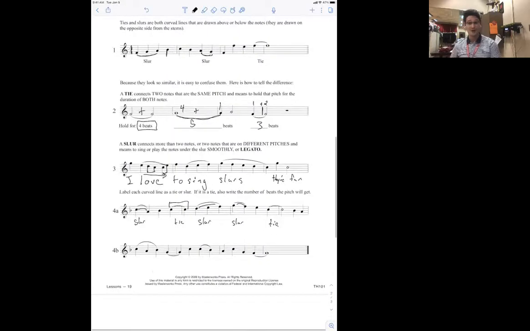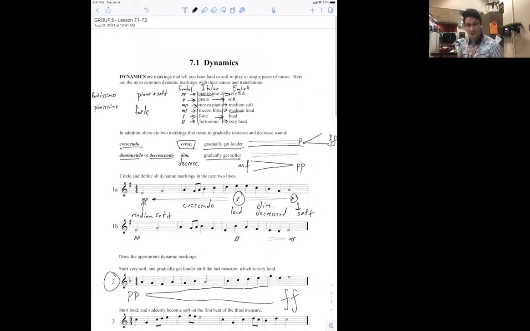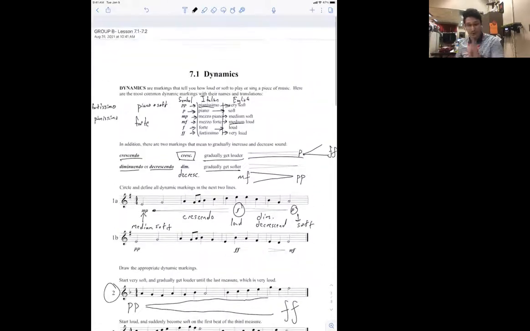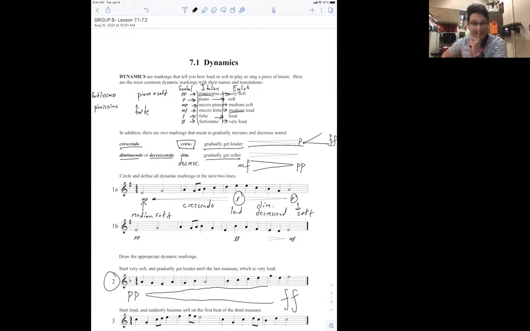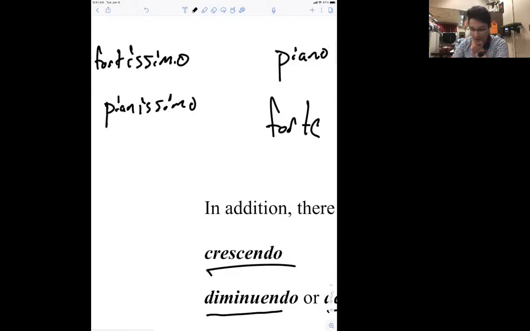Okay, so that is our theory lesson for today over your dynamics. Memorize those, and then you also have your slurs. And before I let you leave for today, there's something else important that you need to know about dynamics. So we have fortissimo and pianissimo, but the cool thing is that we can add as many as we want by just adding another S into that terminology.